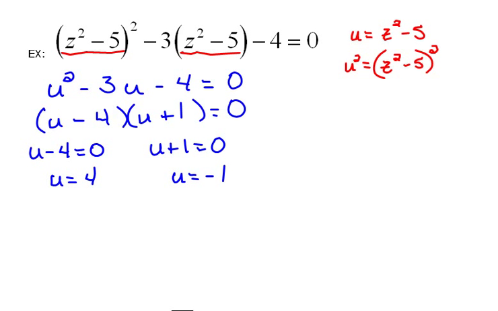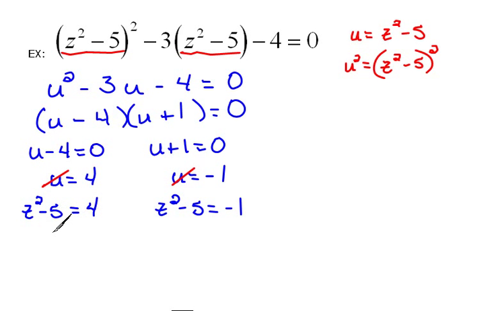But remember, we didn't start off with a u. Our problem, in order to actually solve this problem, we have to find out what z is, not what u is. So I need to go back and replace u with what it really is. So u was supposed to be z squared minus 5. So that will equal 4, and it will also equal negative 1. Now we need to solve for z.